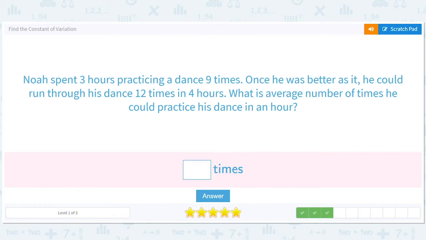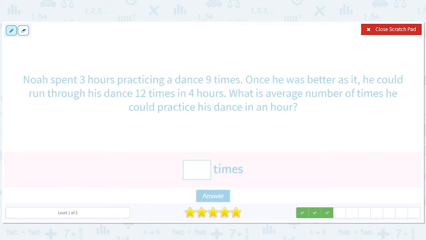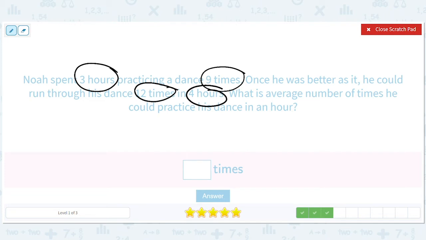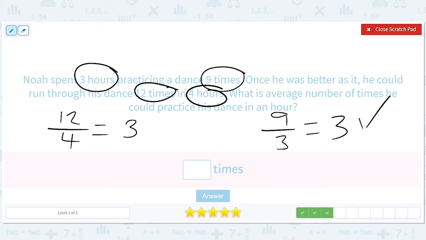Okay, so we're dancing now. And we're dancing 9 times in 3 hours. Or we're dancing 12 times in 4 hours. You pick. So let's start with the 12 divided by 4. 12 divided by 4 equals 3. So we're dancing 3 dances per hour. And we can check with our 9 divided by 3 that we also get 3. Cool. So we're dancing 3 times per hour.